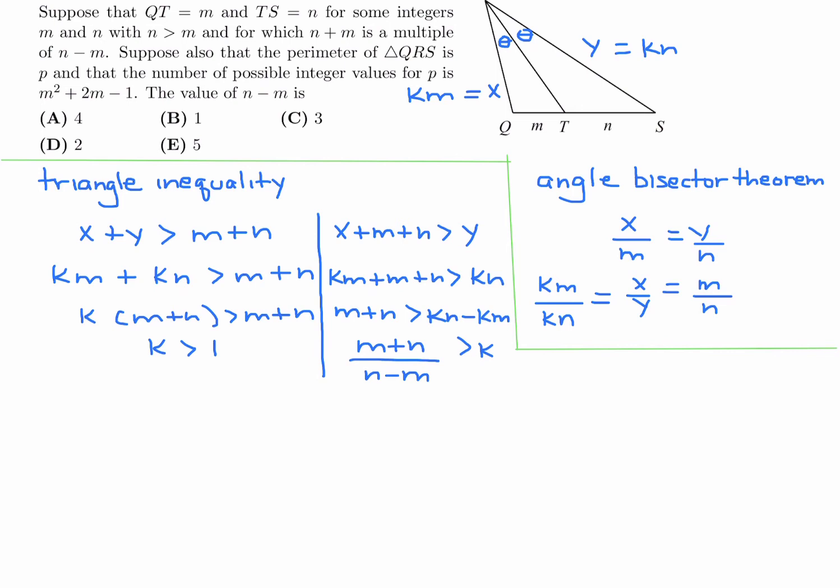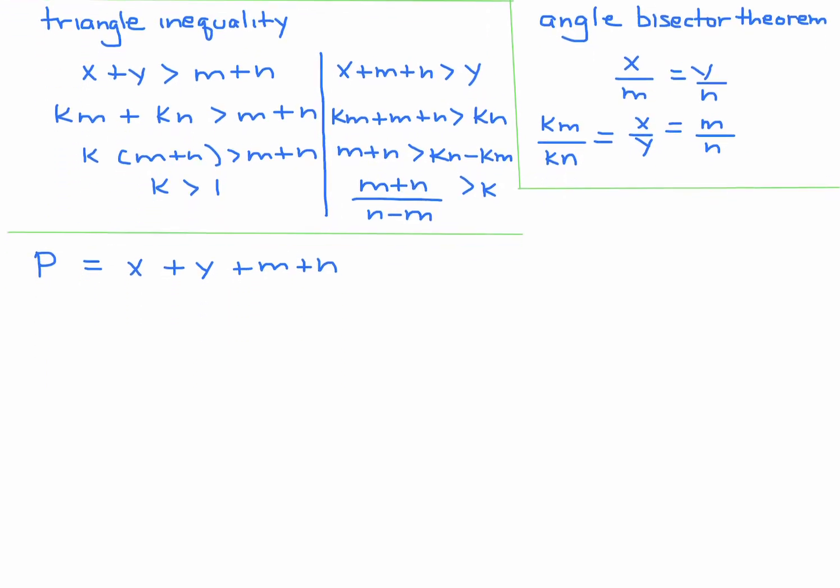Now let's start talking about the perimeter, which is something they are putting a lot of emphasis on in this question. The perimeter of this triangle, just based on what we have up there, is x plus y plus m plus n. And the perimeter in terms of k's and m's, x is km, y is kn, and then this is m plus n. And I think I can factor out something. I can factor out the k. This will be m plus n. This will be m plus n. Factor out the m plus n, and I get k plus 1.